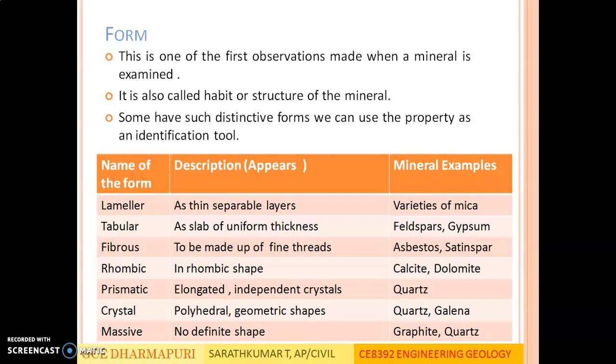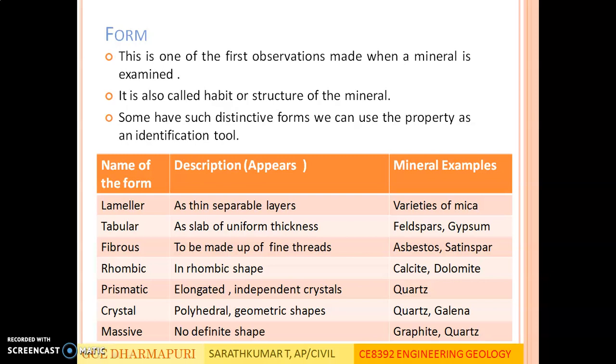The next form is tabular form. Here the mineral appears as a slab of uniform thickness. Example, feldspar, gypsum. Fibrous form. Appears to be made up of fine threads. Asbestos, satin spar. Rhombic. Appears in rhombic shape. Calcite, dolomite. Prismatic form appears as elongated independent crystals, quartz. The next form is crystal, appears as polyhedral geometric shapes, quartz, galena.